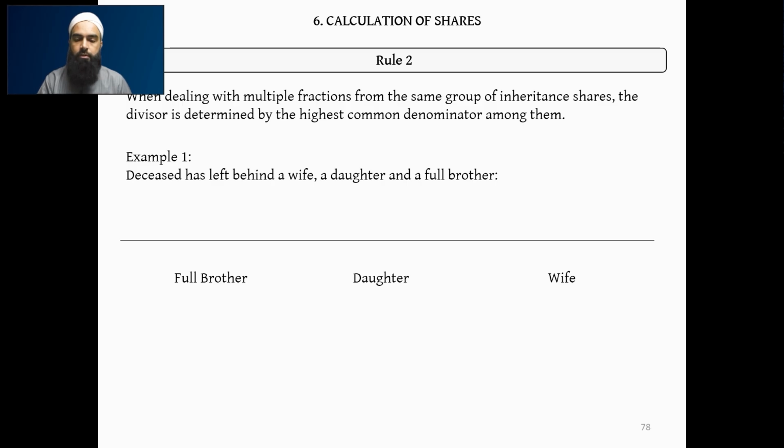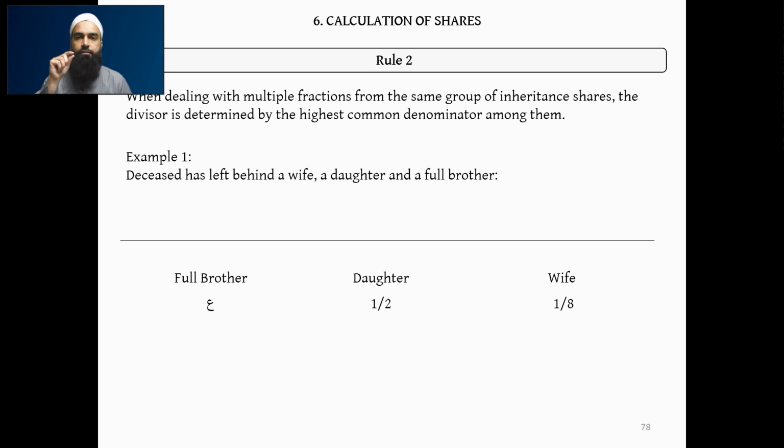Now we put down the shares. So the wife, because there's a daughter of the deceased there, will get 1/8. The daughter, there's only one of them, she will receive a half. And the brother, because there's no other asaba, there's no other agnatic shareholder besides him, will receive the remainder. He will be the asaba. Now we see that there is a half and an eighth, two fractions that are used from the same group.